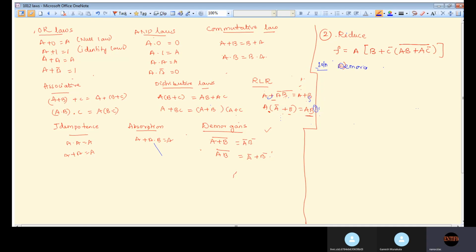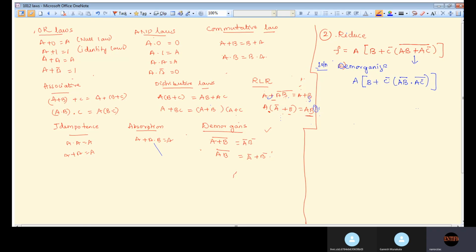First, De Morganize. So if you De Morganize, what is the answer? While De Morganizing, you have to take the bracket term only. Okay, so you should give priority to the bracket term. So A will be like that, B will be like that, and C complement also will be like that. If we De Morganize this, what do we get? AB complement into AC complement, whole complement. Okay, so I have De Morganized this.